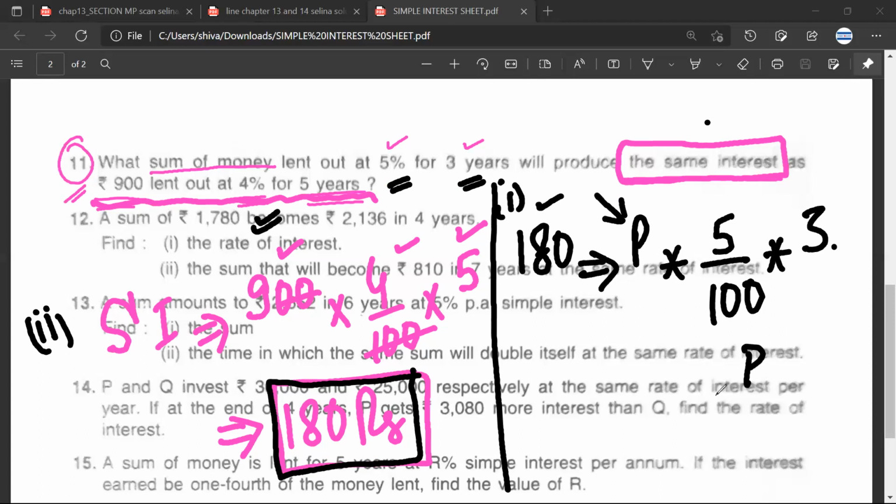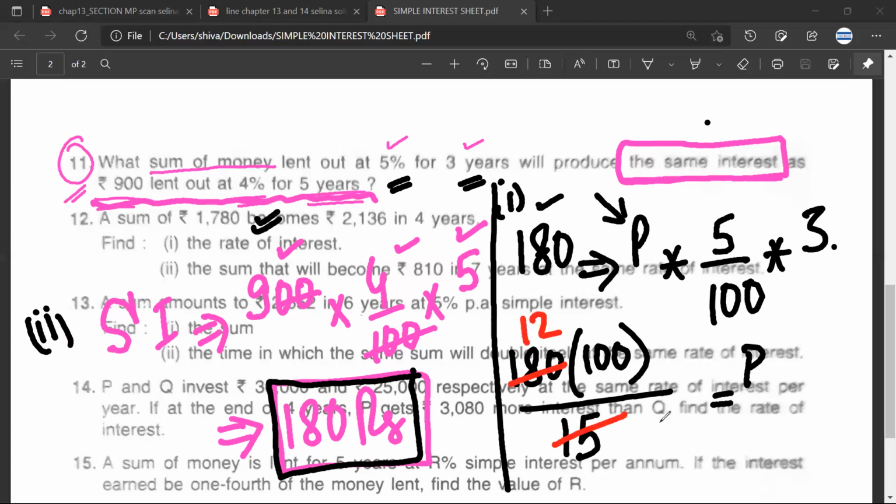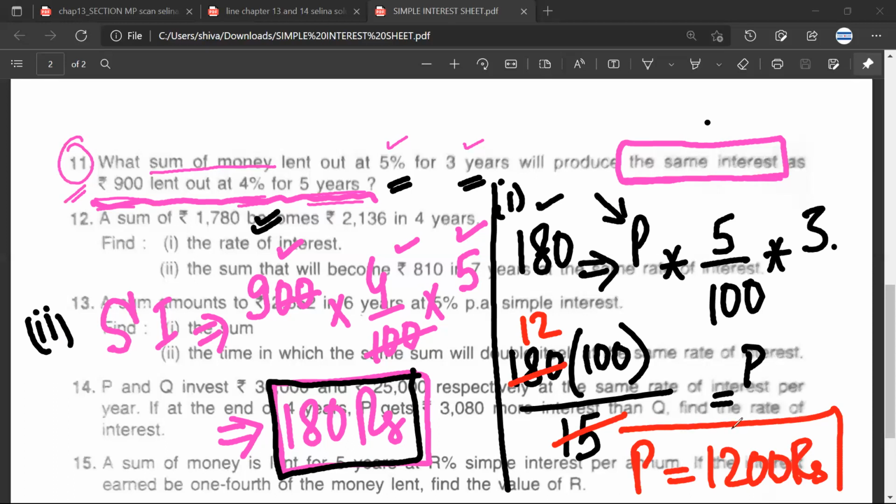So P would be equal to 180 into 100 upon 15. Is it correct? Yes, sir. And then you cancel 15 1 that to the. So your principal is 1200 rupees. Is it correct? Yes, sir. Great.